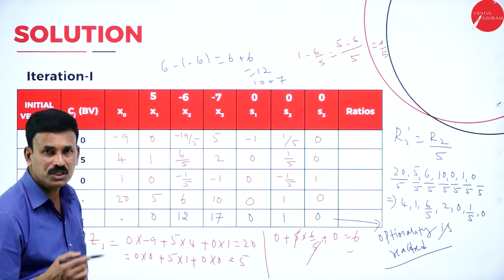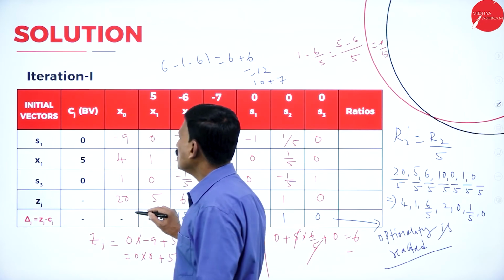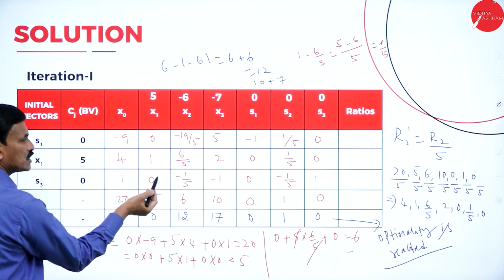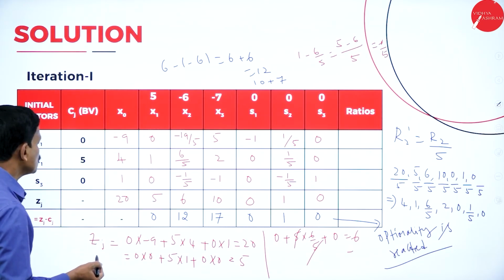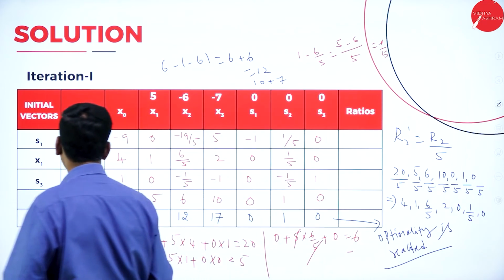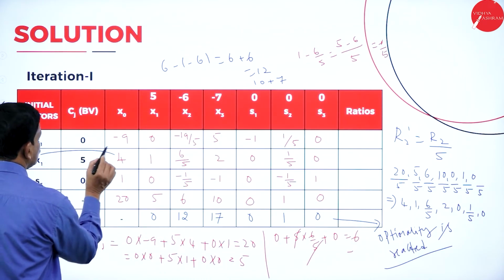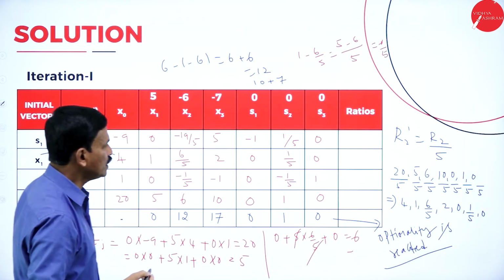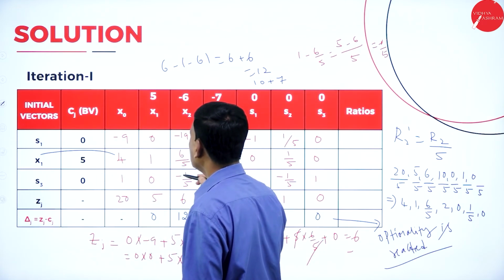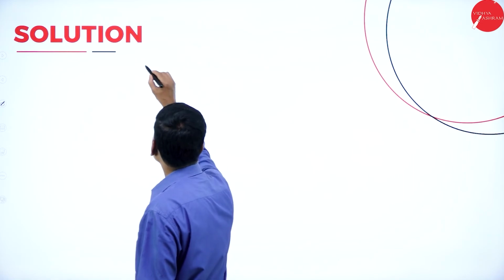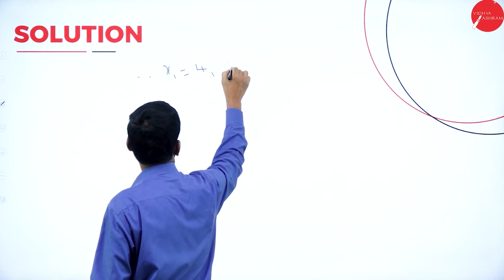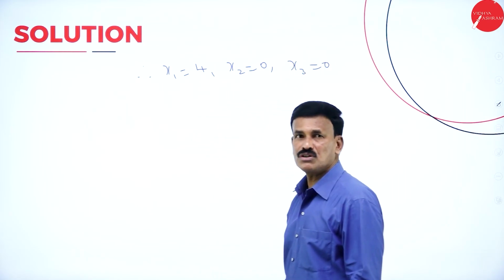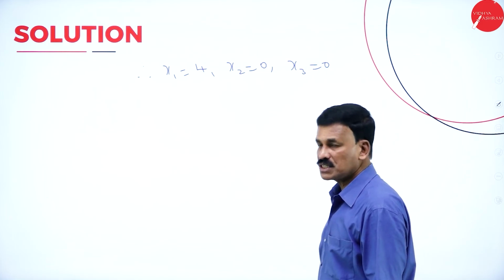Hence we got the optimal solution at this point for the value of x1. x1 value is equal to 4. S1 is now 0 and x3 is also 0. Okay. Hence the optimality is reached at x1 is equal to 4 and x2 is not there, x3 is also not there. So therefore I will write x1 is equal to 4, x2 is equal to 0 and x3 is equal to 0.